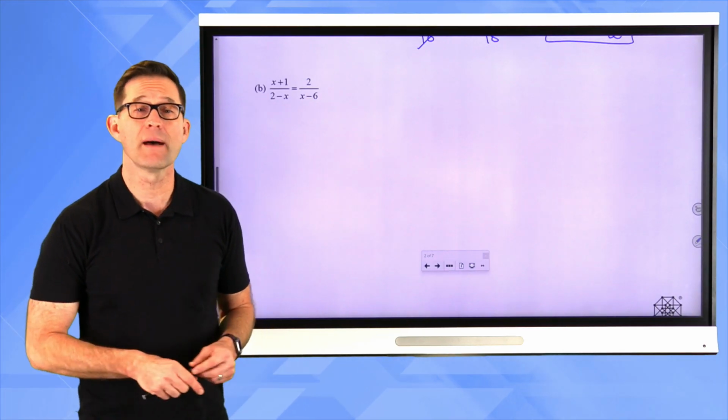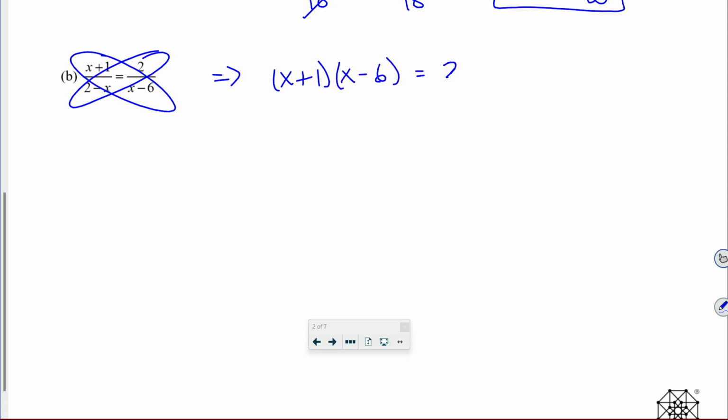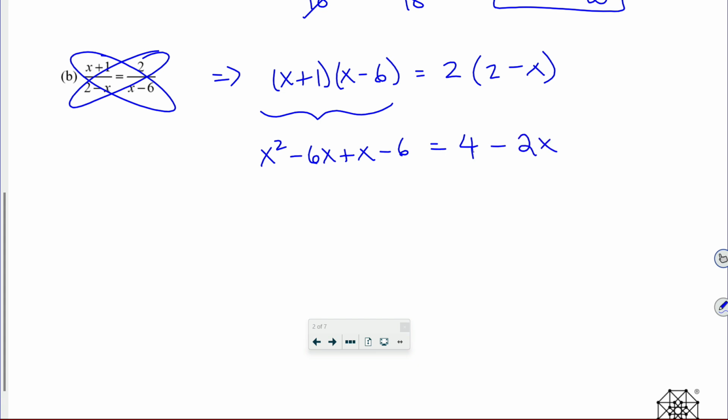All right, definitely a step up from what we did before, right? We're going to multiply these two and multiply these two. So we're going to get x plus 1 times x minus 6 is equal to 2 times 2 minus x. First thing I'm going to do is multiply all this out. That's going to be x squared minus 6x plus x minus 6. And on this side, I'm going to have 4 minus 2x. Here I'll have x squared minus 5x minus 6 is equal to 4 minus 2x.